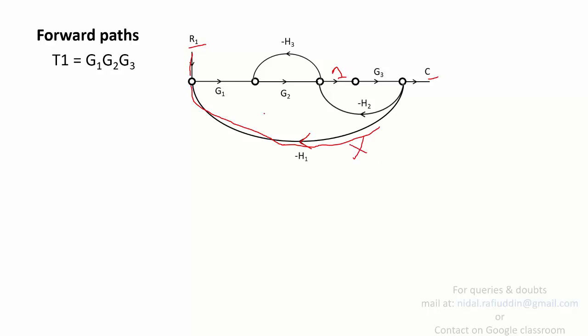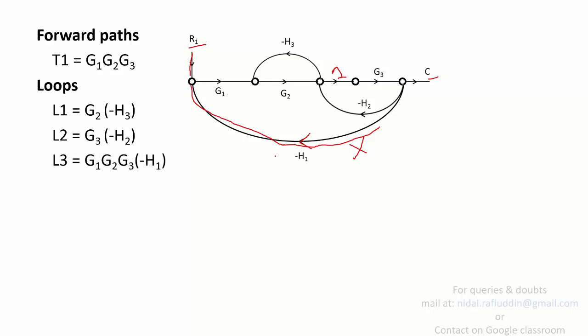Now we talk about loops. In this case, how many loops do you have? I observe 3 loops. One is G2 minus H3. The second loop is 1 multiplied by G3 minus H2, so G3 minus H2. The third loop is G1, G2, G3 minus H1. So these are the 3 loops that we obtain from this SFG.